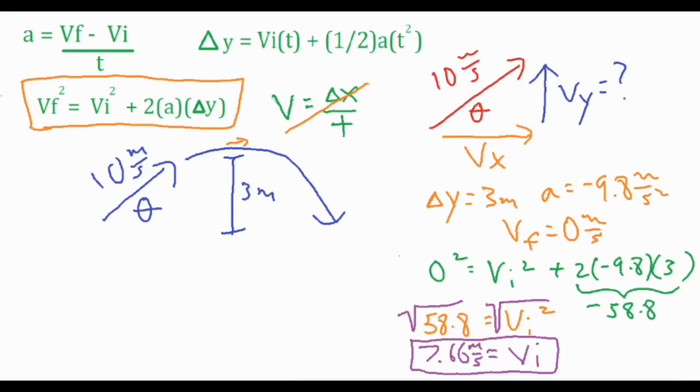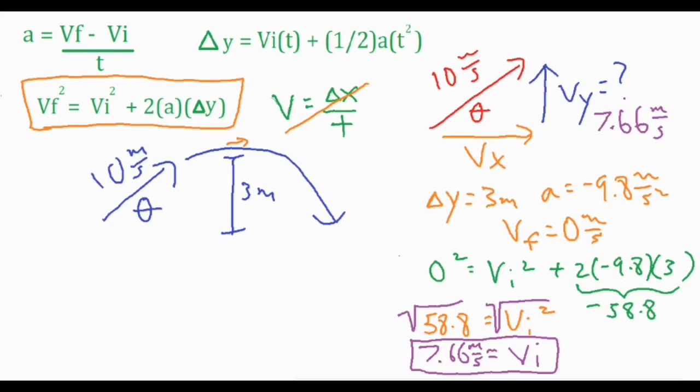All right, so I plugged in my numbers. I found the product of these three, which is negative 58.8, added it to the other side, took the square root of both sides, and I got 7.66 meters per second for my VI. So remember, that's just the initial velocity in the vertical direction. So for this one over here, that's where my 7.66 meters per second would fit in.